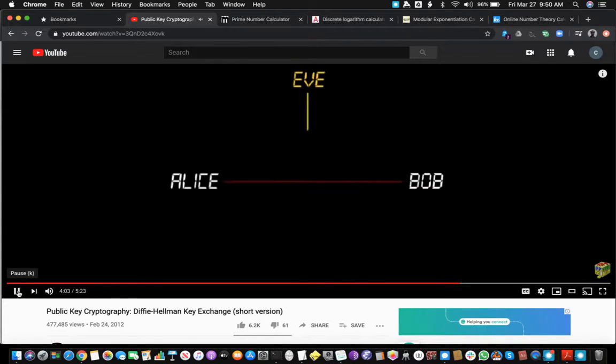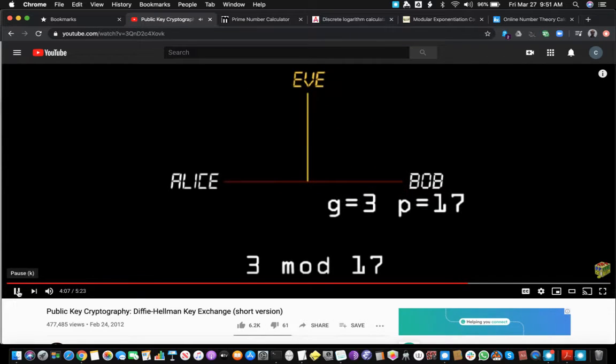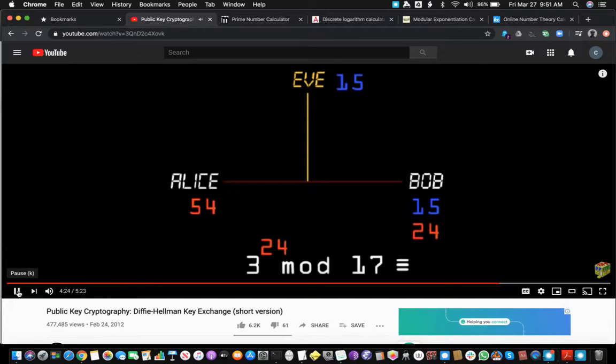Now this is our solution. First, Alice and Bob publicly agree on a prime modulus and a generator, for example 17 and 3. Then Alice selects a private random number, say 54, and calculates 3 to the power 54 mod 17 and sends this result publicly to Bob. Then Bob selects his private random number, say 24, and calculates 3 to the power 24 mod 17, and sends this result publicly to Alice.